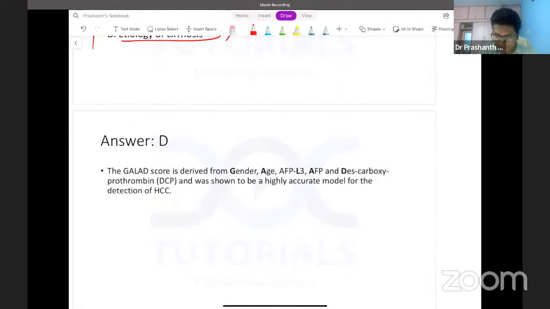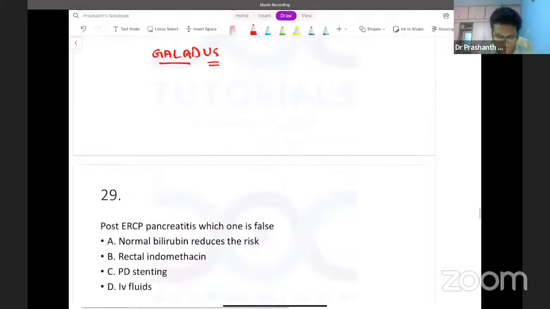Now, GALAD itself stands for gender, age, AFP-L3, AFP, and des-gamma-carboxyprothrombin, DCP. So go through the GALAD score. Of late, there are some studies on something called GALAD-US, that means when you do it with ultrasound, how good it is. There are good, interesting studies you can go through.